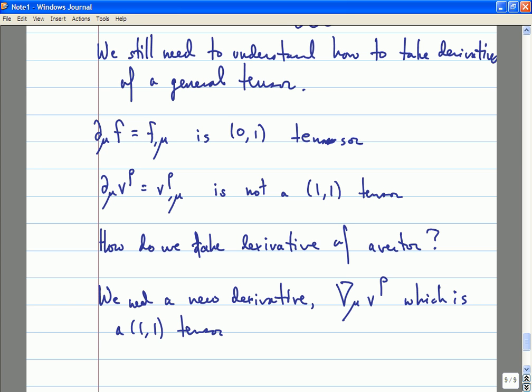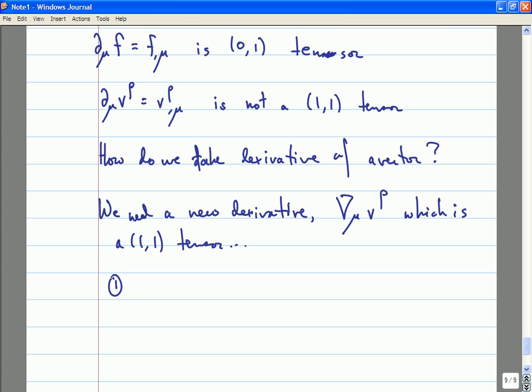And I will also demand that this new derivative satisfy some of the properties that we know and love for the normal partial derivatives. So what sort of properties is it reasonable to demand of a derivative operator? The first thing is that I will demand that the derivative is linear. So, for example, the derivative of the sum of two vectors will be the sum of the derivative of those two vectors. Okay, certainly life would be very strange if that were not the case.